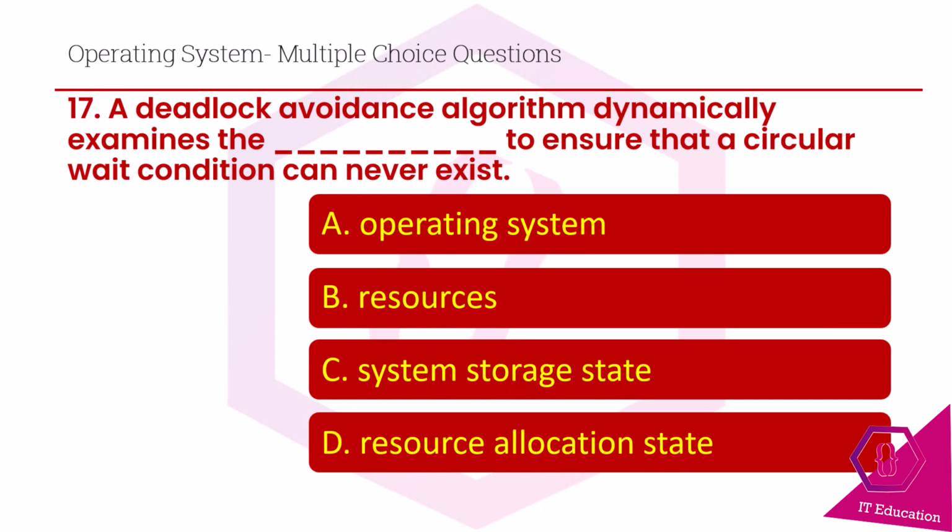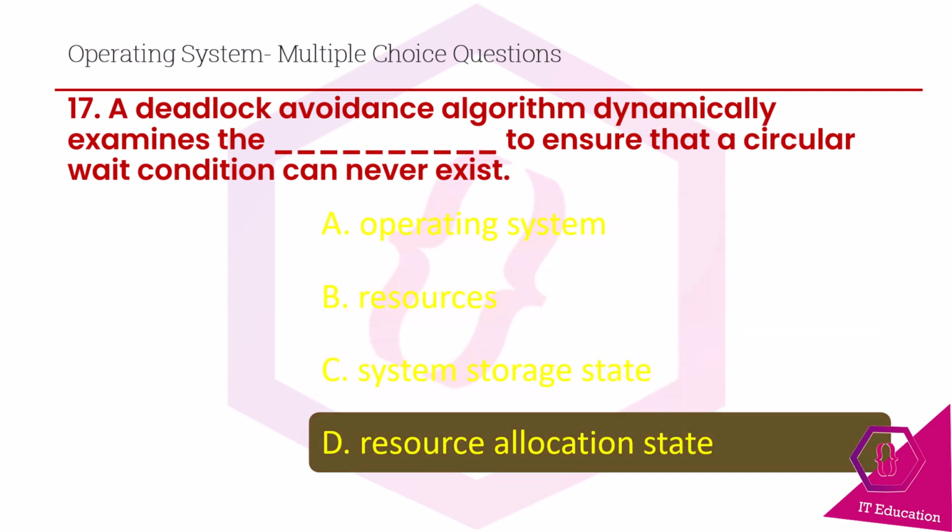A deadlock avoidance algorithm dynamically examines the to ensure that a circular wait condition can never exist. The options are option A, operating system, option B resources, option C system storage state, option D resource allocation state. So we have the circular wait condition. That means the correct answer is D, resource allocation state.